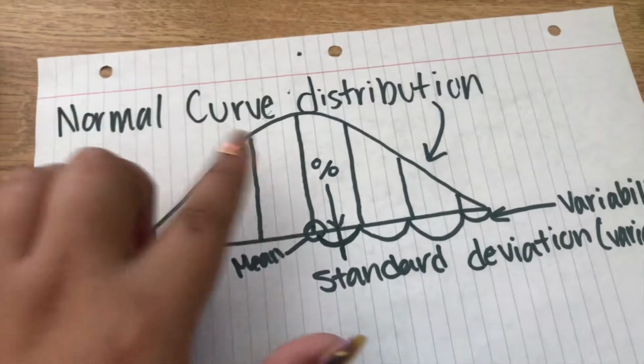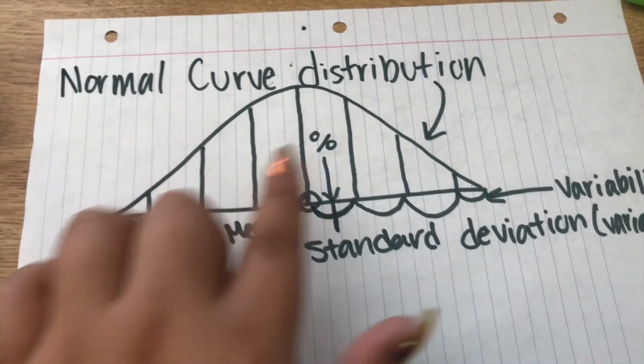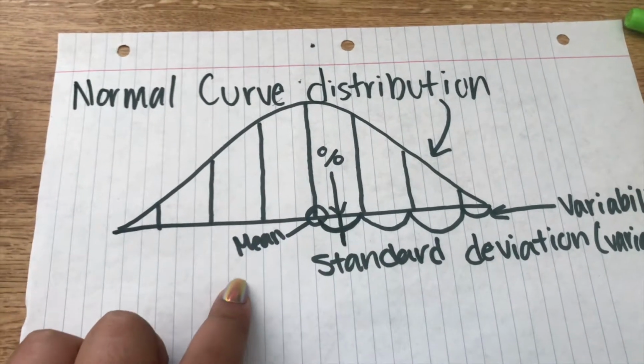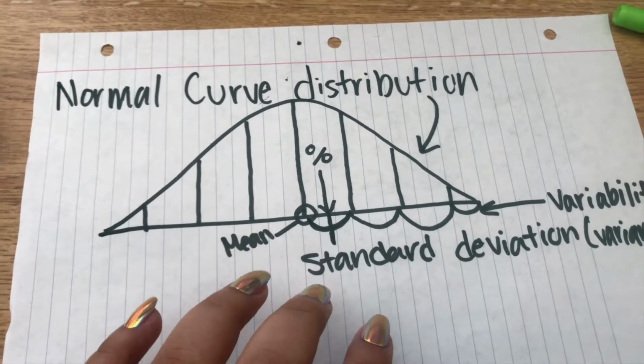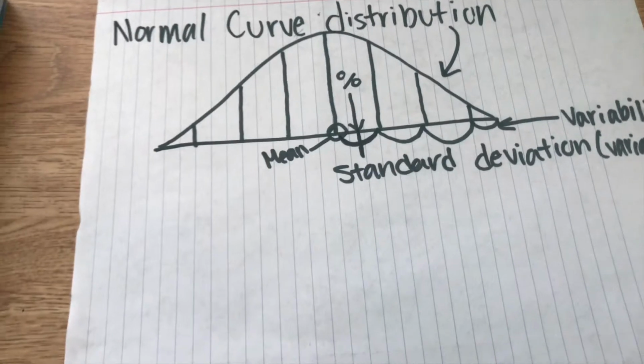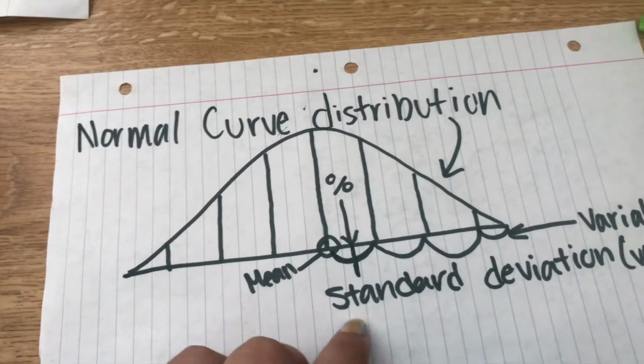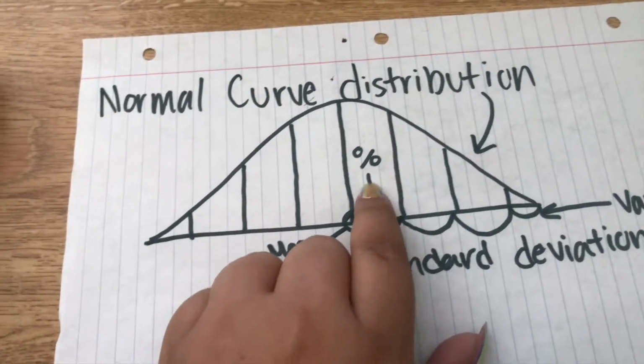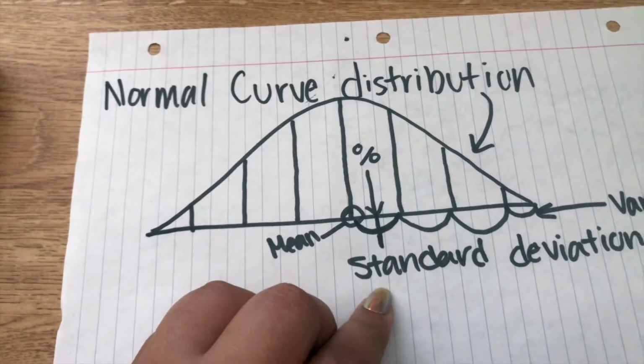There are three terms that need to be discussed before we begin the problem. The first term is the normal curve distribution, which is this bell-shaped curve, in which the mean and median are typically equal, and at least 68% of the data that we are given falls within one standard deviation.